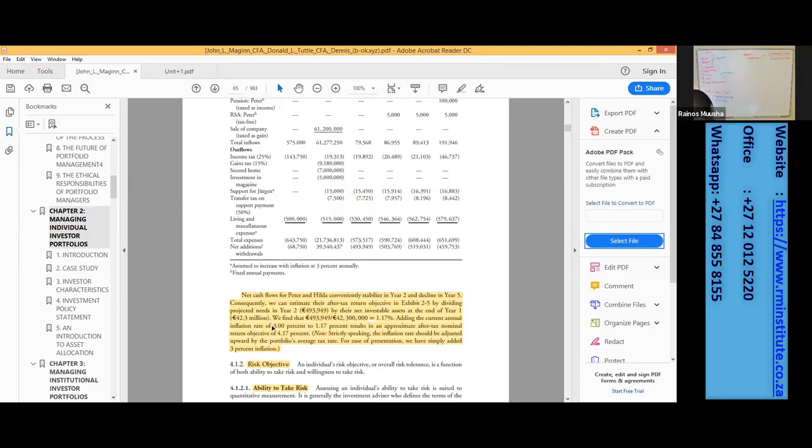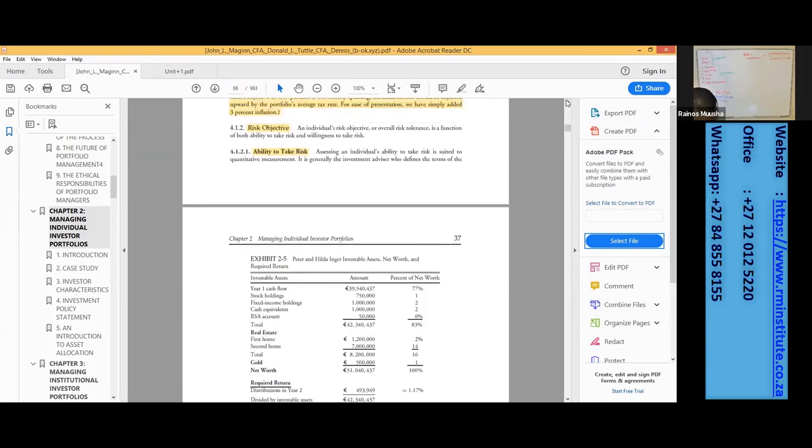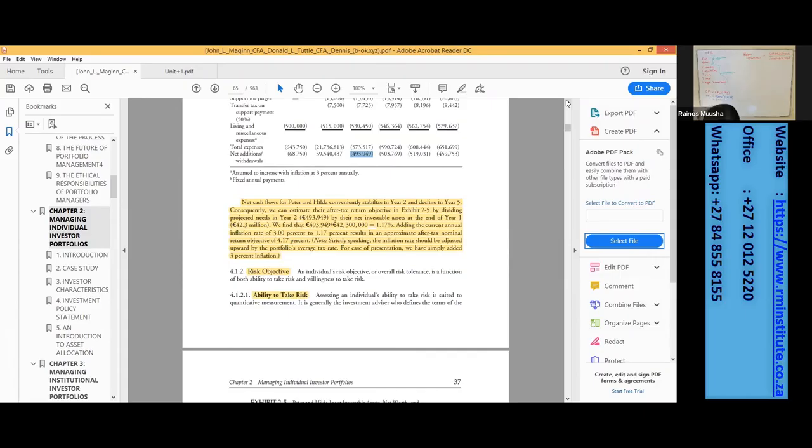In this case, the need for withdrawals in year 2 is this amount of 493,949. And the investable assets at the end of year one, we already did the calculation below, where we saw that the value of the investable assets is 42,340,437. Because of this, the return requirement would be estimated to be equal to 1.17%. So this is how we're estimating the return requirement to be equal to 1.17%.